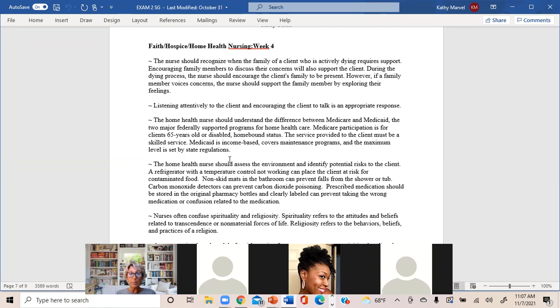The goal in hospice nursing is that we want the client's family to be present. That's the goal. And so how does that hospice nurse work with the family member who is not engaged? And then this is really important. Listening attentively to a client and encouraging the client to talk is an appropriate response.